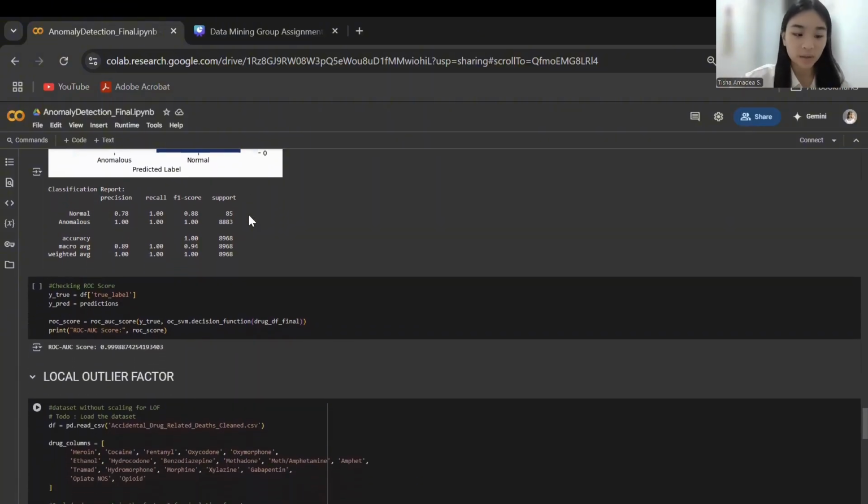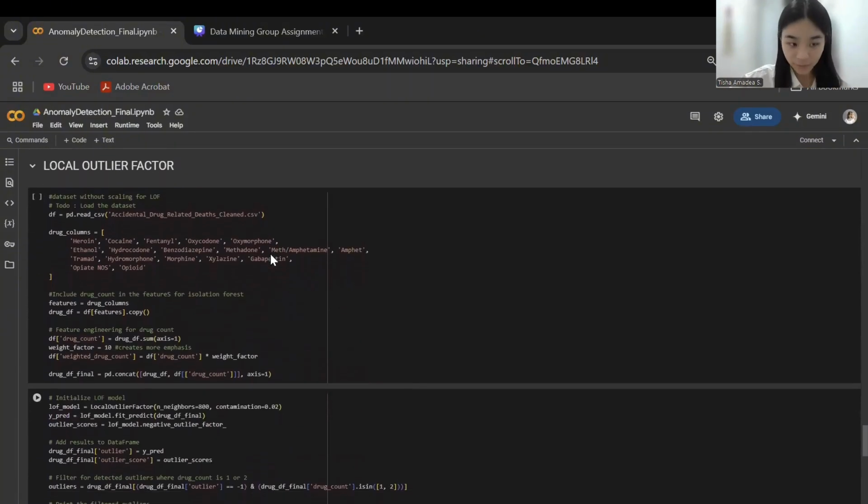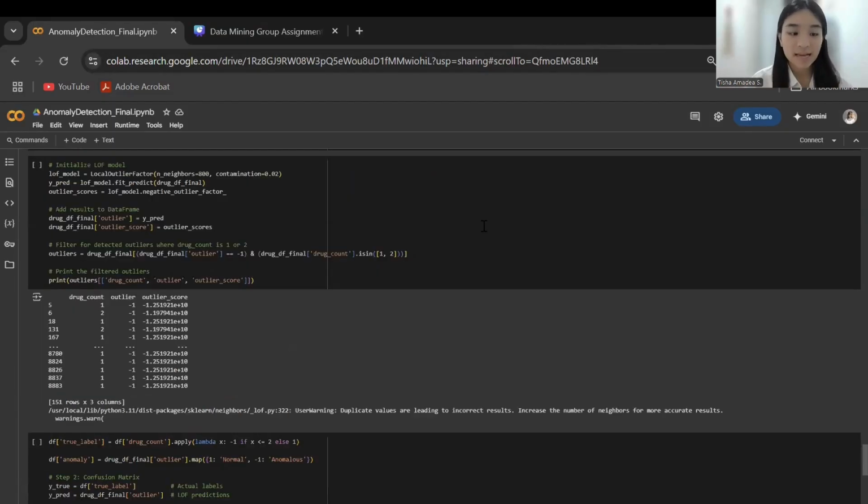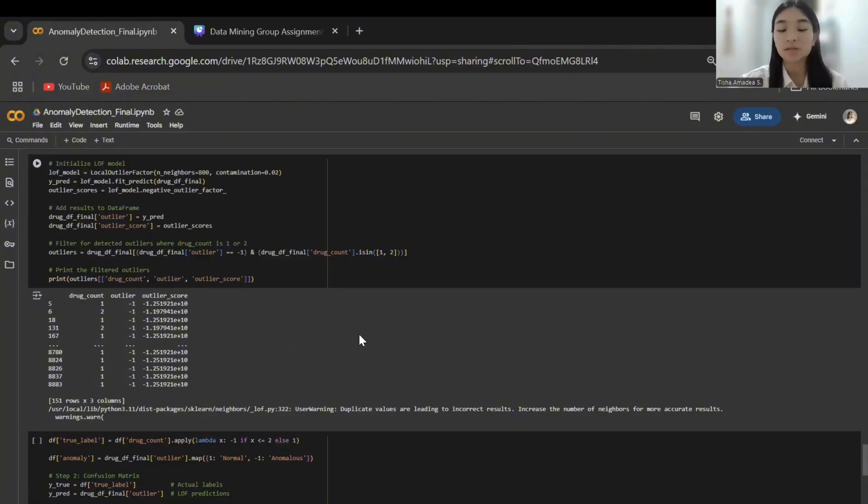And lastly, I'll be going over local outlier factor. For local outlier factor, the model is once again initialized, fitted into the data frame, makes predictions, and lastly is evaluated. For local outlier factor, the parameters were set as neighbors 800 and contamination of 0.02, and this model managed to detect a total of 151 anomalous rows.